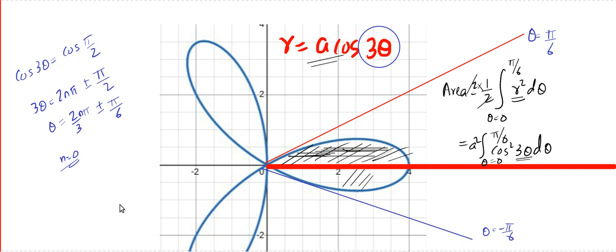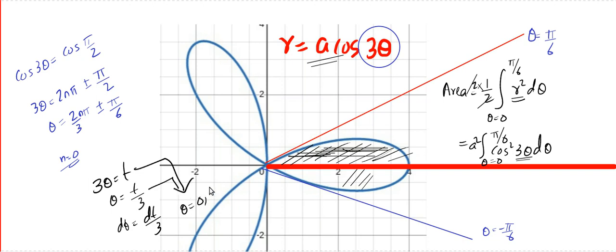So my favorite method, I'm going to substitute. So I'm going to put 3 theta is equal to t, theta is equal to t by 3, d theta is equal to dt by 3. And then the limits. If theta is equal to 0, t will be 3 into 0, that's 0. And if theta is equal to pi by 6, t will be 3 into pi by 6. And what am I going to get? Yeah, pi by 2.